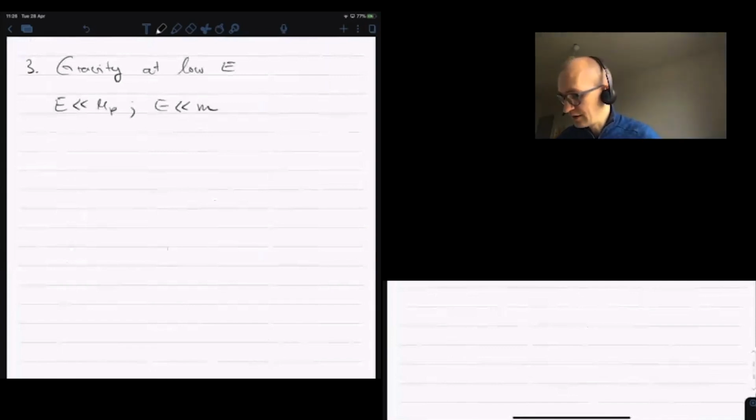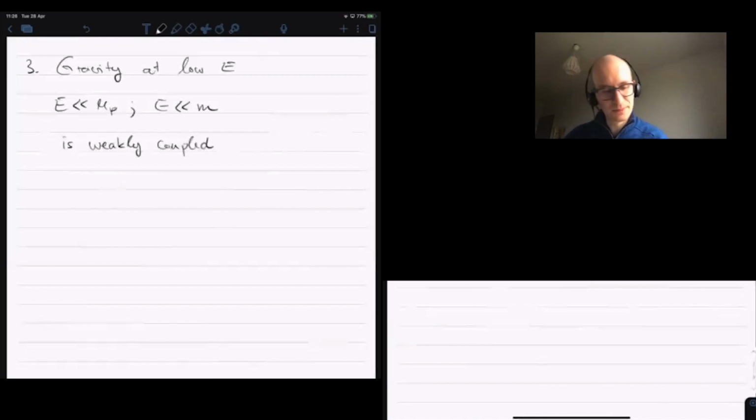And this gravity at low energy is weakly coupled, just in the sense that the parameter E over m is very small. And so in some sense, this is just a manifestation of the fact that whenever EFTs apply, they are weakly coupled. But what we will see from our specific analysis that will follow is that gravity, in fact, is extremely weakly coupled. And so it's a particularly good EFT, if you want.